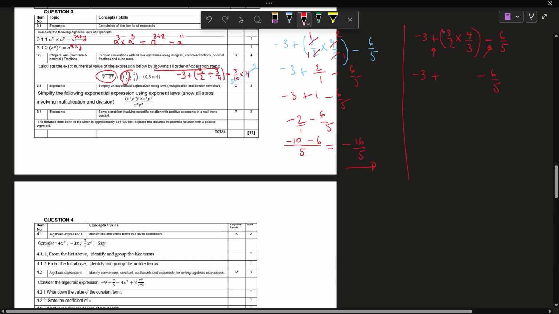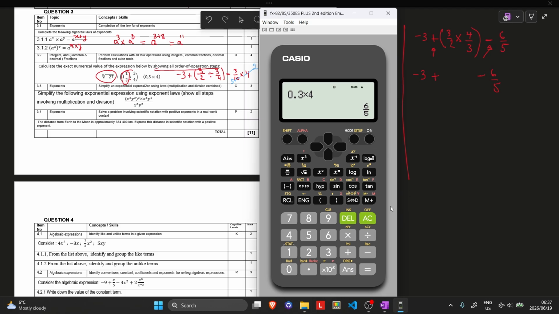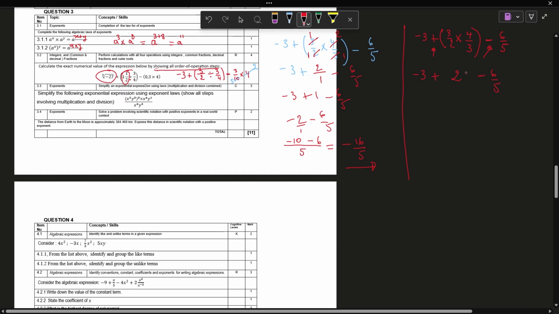And remember, you must first start with the bracket. And now you take your calculator. So you do this fraction, 3 over 2 times, again, fraction, 4 over 3, equal. And then you have 2 here. So you can write your 2 here. Okay, so there it is.